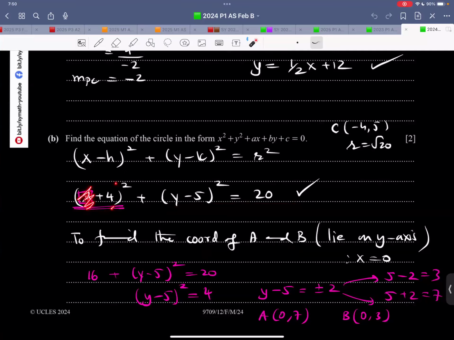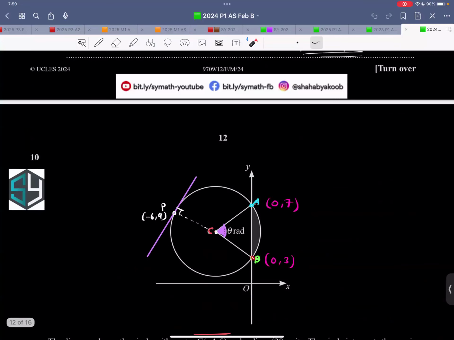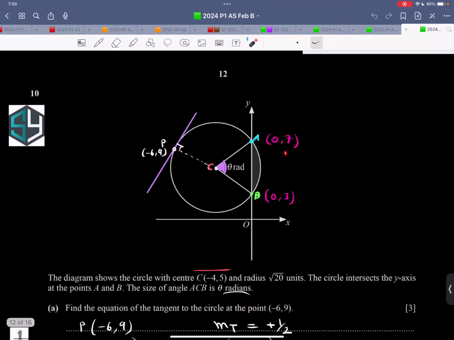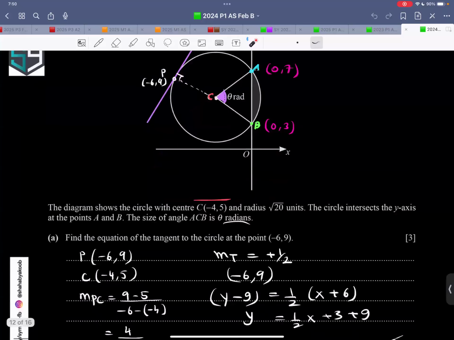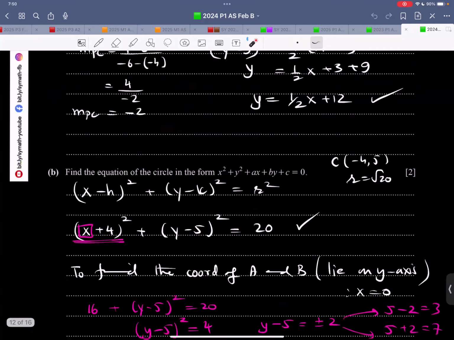If x is 0, 4 squared is 16. This is 20. Take it to the other side. The difference is 4. y minus 5 is plus minus 2. Therefore, take 5 to the other side. 5 minus 2 is 3, 5 plus 2 is 7. So these are the y-intercepts. x is 0, so (0, 3) and (0, 7). Of course, you know (0, 3) is B and (0, 7) is A. They have already labeled A and B. Okay, this thing is done.